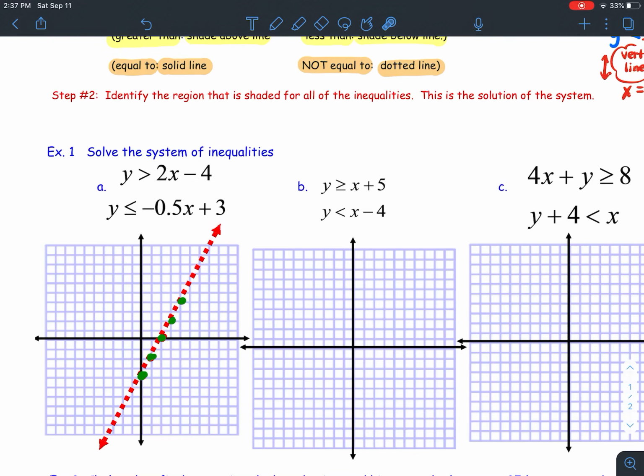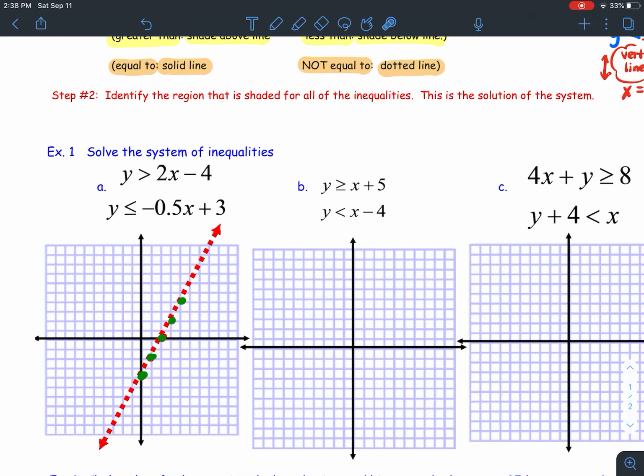Your answers to these, instead of being one point of intersection like the equation, will be these shaded areas, and we're looking for where the shaded areas overlap each other, and all the points in that overlapping shaded area represent the solution to your system of equations. So let's start with example A.